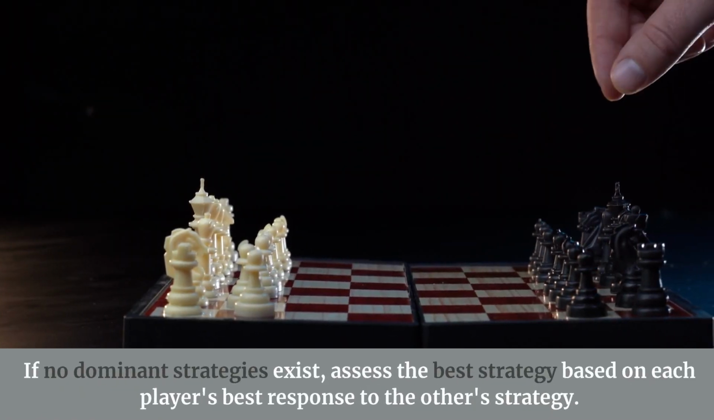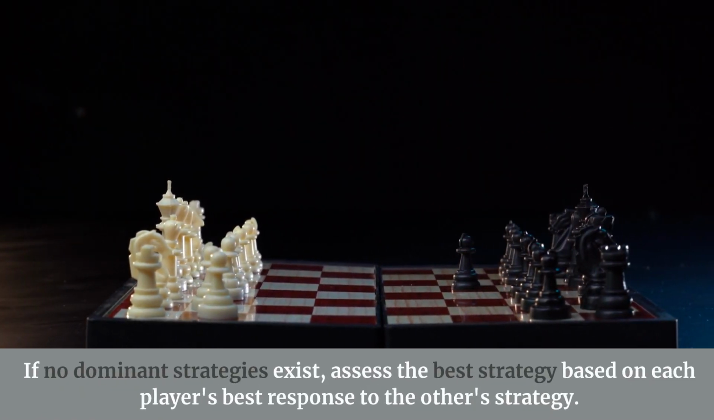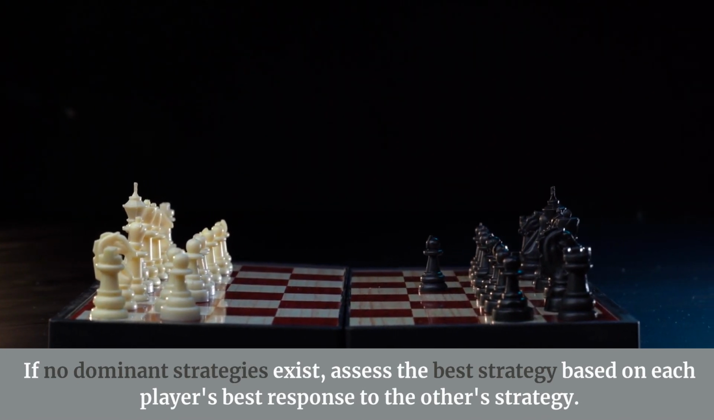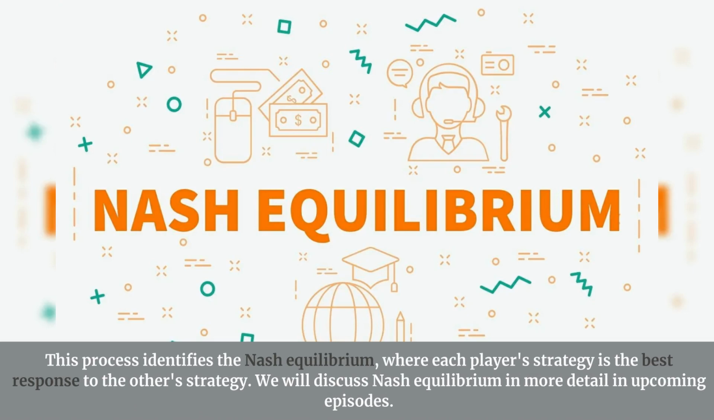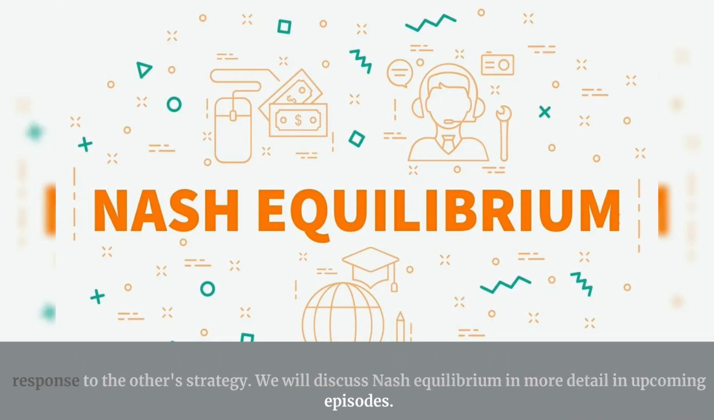If no dominant strategies exist, assess the best strategy based on each player's best response to the other's strategy. This process identifies the Nash equilibrium, where each player's strategy is the best response to the other's strategy. We will discuss Nash equilibrium in more detail in upcoming episodes.